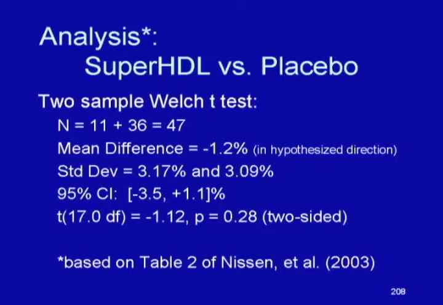All right, sample size I've given you before. The mean difference was minus 1.2% in the hypothesized direction. The standard deviation was about 3. The 95% confidence interval, minus 3.5 to 1.1. The Welch T statistic gives a p-value of 0.28 comparing drug versus placebo. Again, this is based on table 2 of the Nissen paper.